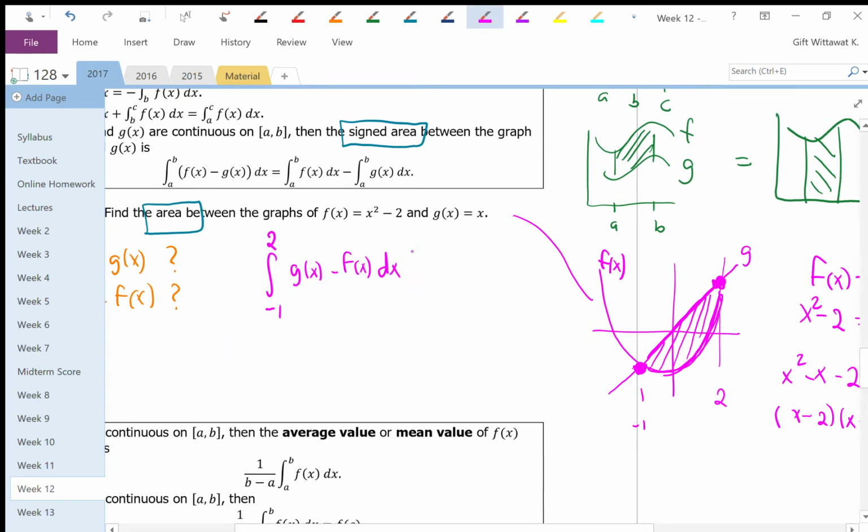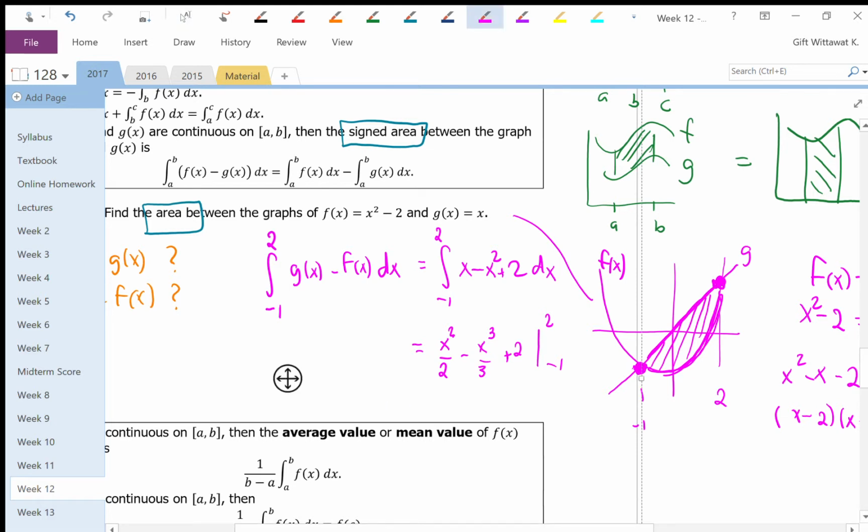So let me go ahead and do this integral. It's going to be the integral from negative 1 to 2 of x minus x squared plus 2 dx. So it's going to be x squared over 2 minus x cubed over 3 plus 2, and it goes from negative 1 to 2. The number is not very nice, but it's not too bad either.